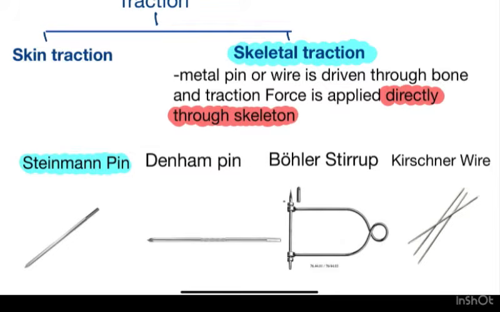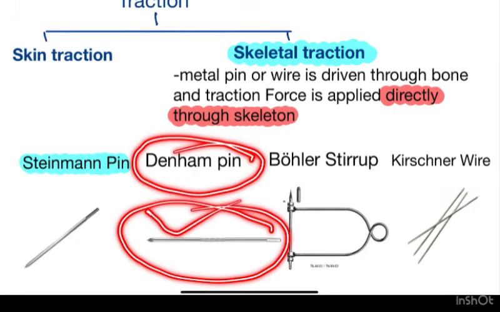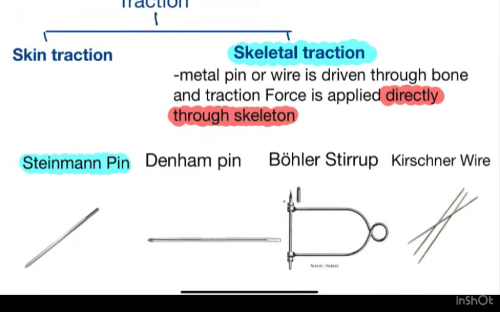Now, in skeletal traction, we use pins like Steinmann pins in case of diaphyseal bones and cortical bones, whereas we use Denham pins in osteoporotic or cancellous bones like the calcaneum. We attach the Steinmann pin or Denham pin to a Bohler stirrup through which we pass a cord which is ultimately used to attach a load. Now, Kirschner's wire is used to apply skeletal traction in the metacarpal region, in proximal olecranon skeletal traction, or in pediatric fractures.